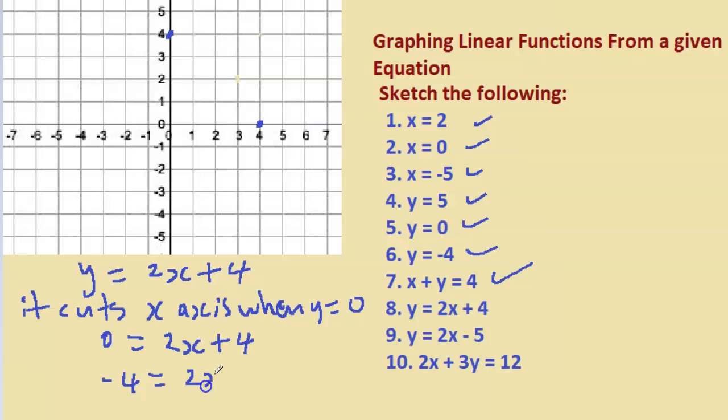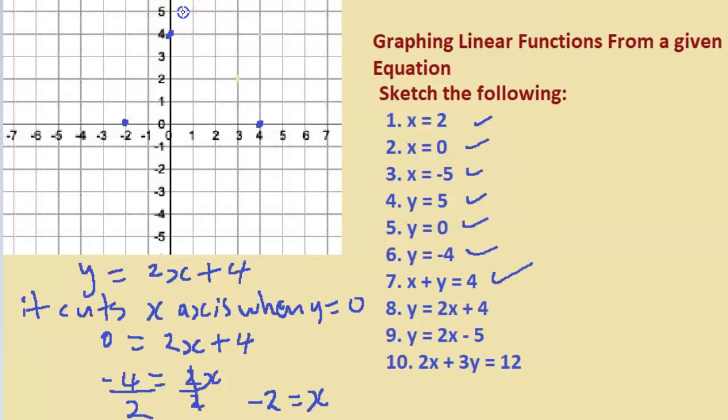And it's just 2x, right? It's positive 4 and there's no negative 4 over here. Divide both sides by 2. So 2 into 2, 1. So we have 1x. And then negative 4 divided by 2. We know negative divided by positive is negative, right? So negative 2. So x equals negative 2. So the graph cuts the x-axis at negative 2, which would be here.